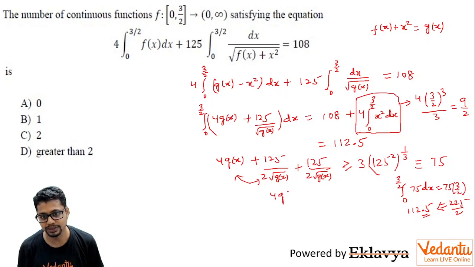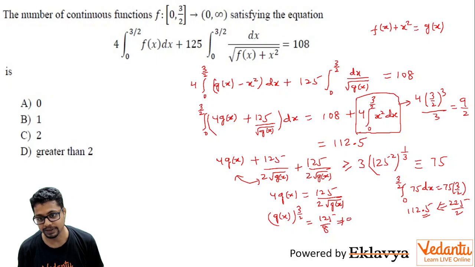So 4g(x) is equal to 125 by 2 root g(x) for all x, right? So you get g(x) to the power 3/2 is 125 by 8. So that means g(x) will be 125 by 8 to the power 2 by 3. So it is 25 by 4.